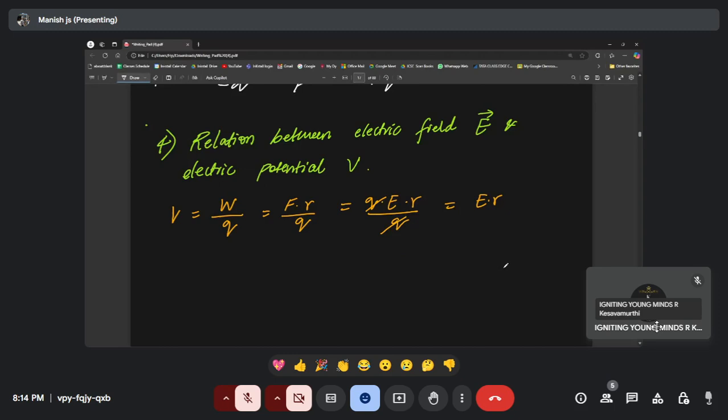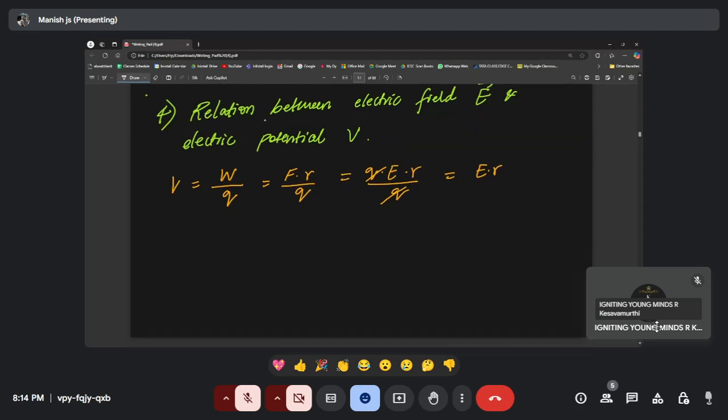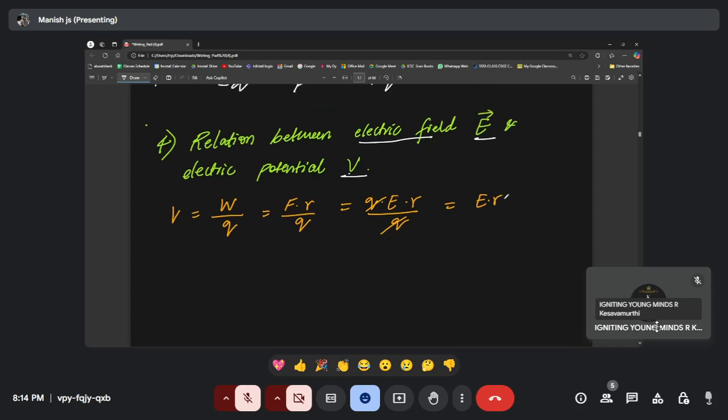Moving on to the fourth concept. Here we are trying to relate electric field E and electric potential V. So we are trying to relate these two physical quantities V and E. For that, I'm using the formula V is equal to W by Q, which is the first formula we learned. Electric potential is work done in bringing a charge from a point against the other. So W by Q. Next, work done is equal to force into displacement.